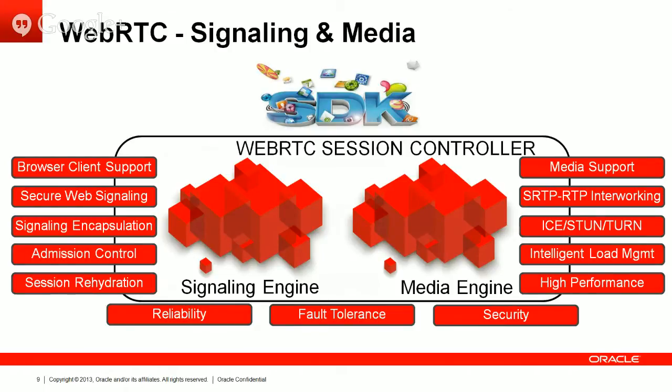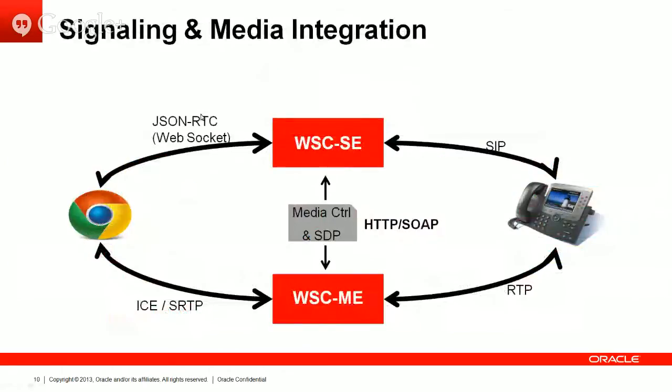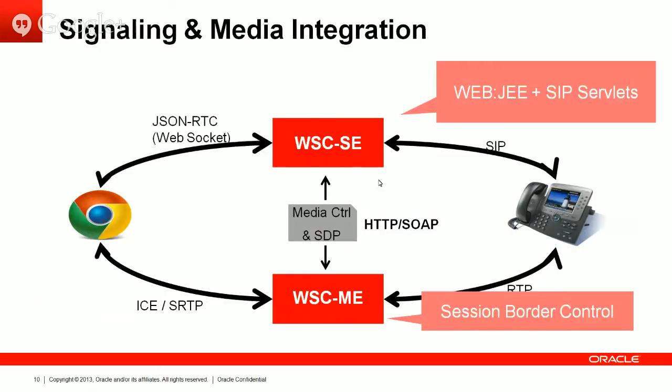Moving on, we see that signaling and media integration ties what you see on the left-hand side, the browser or a phone on the right-hand side, into the network for both the media and signaling portion, with an HTTP SOAP-based interface to that platform. The signaling engine is based on Java Enterprise Edition and SIP servlets, so it's very enterprise-friendly. And the media engine is based on our Acme acquisition, the session border controller. So if you're familiar with either of those industries, you'll find that these two red boxes may be friendly to you.